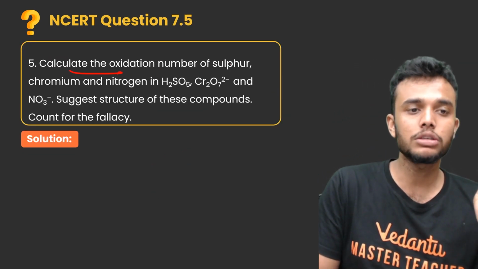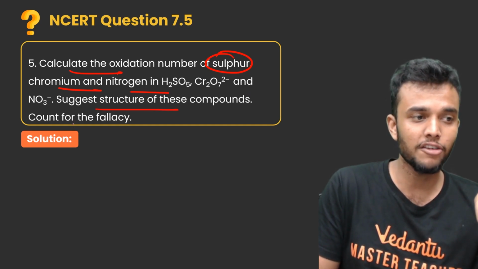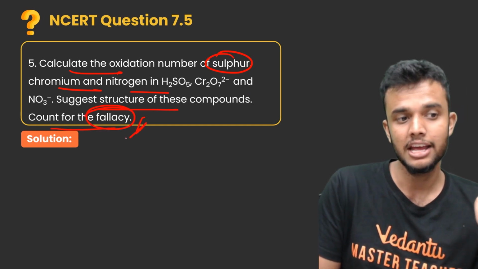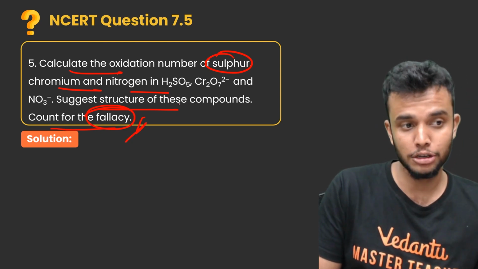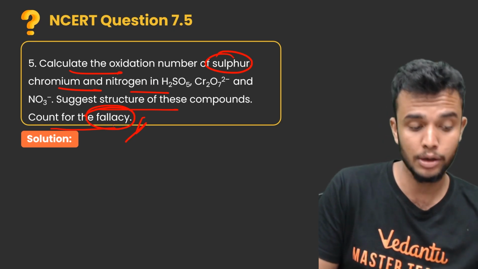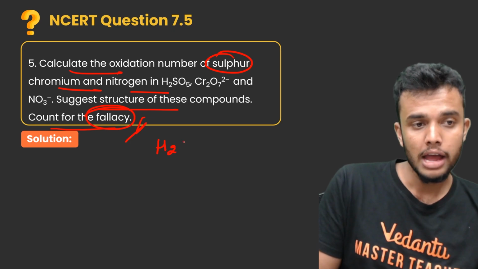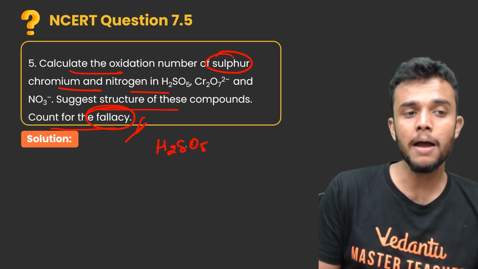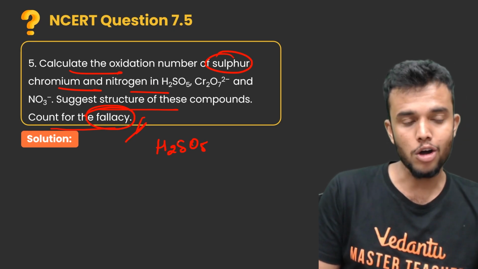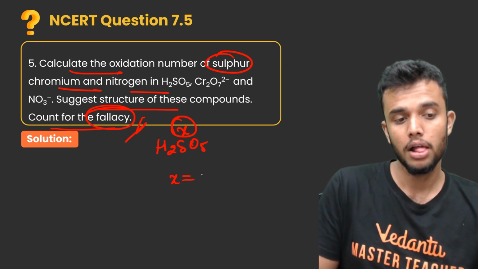Here calculate the oxidation number of sulfur, chromium and nitrogen and suggest the structure of this compound, count the valency. We need to calculate the oxidation number as well as suggest the structure and also the valency. I hope the question is clear. Let's move to the first one. H2SO5. Let's first find out the oxidation number. Here it is X, right? X is equal to what is the H2?